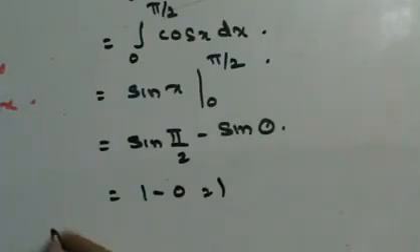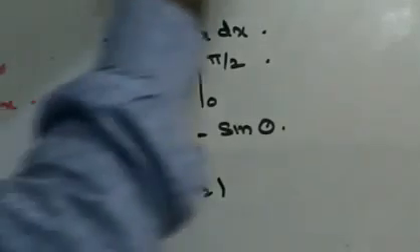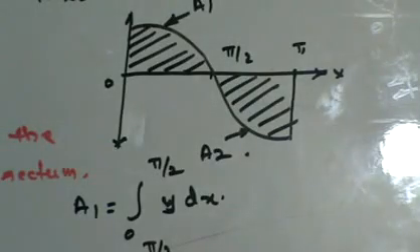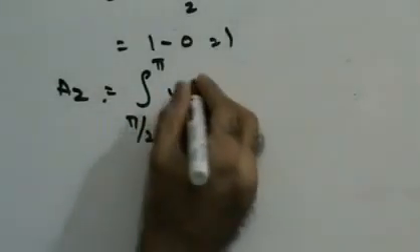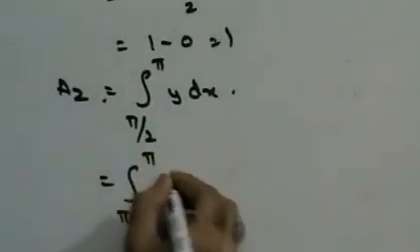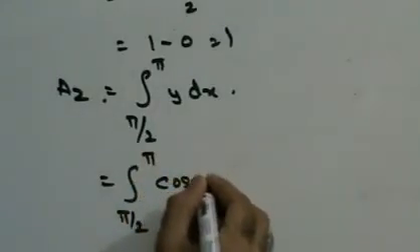Now let's try to find out the area of the second region. The second region starts from pi by 2 and ends at pi. So the area is the integral of y dx from pi by 2 to pi, where y is cos x dx.